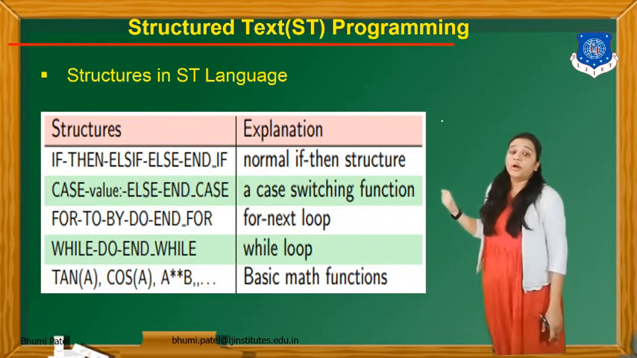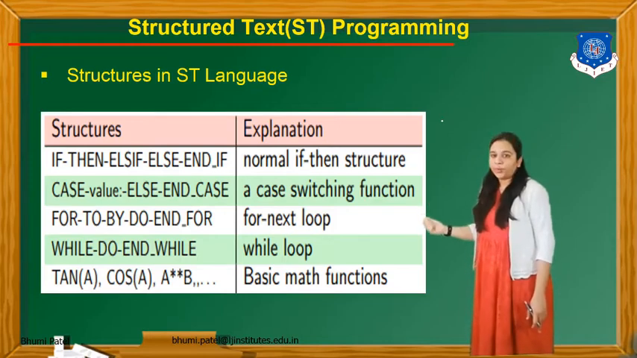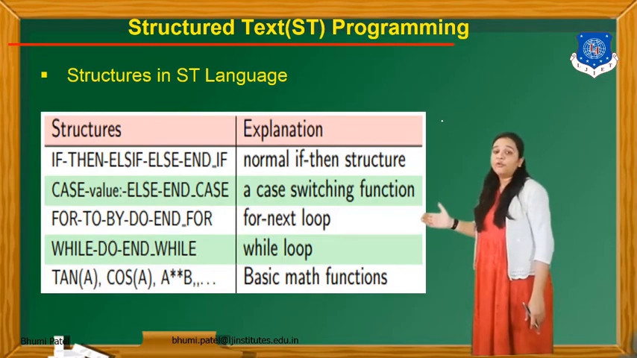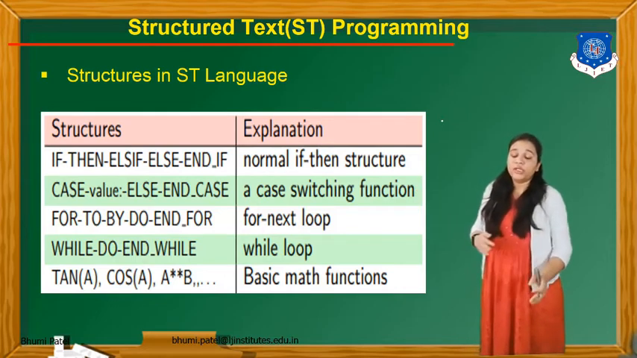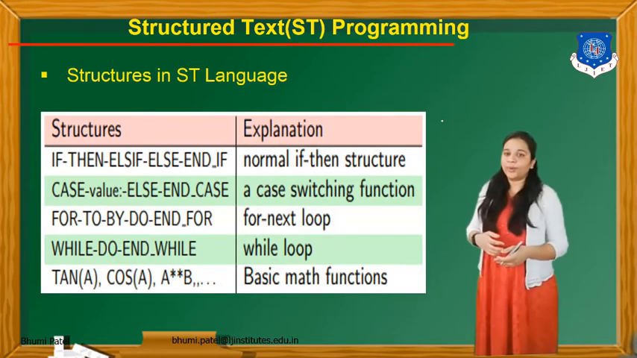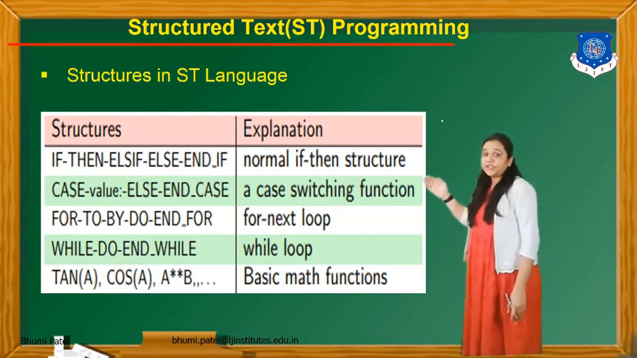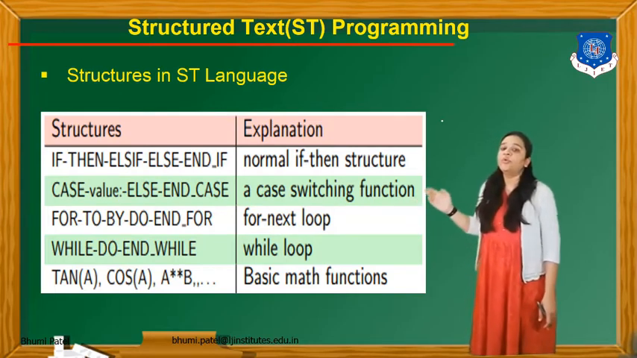If we do the programming in a loop, for the next loop, then we have to use FOR, TO, BY, DO and END_FOR. If we use the while loop, that time we can use this structure: WHILE, DO and END_WHILE.